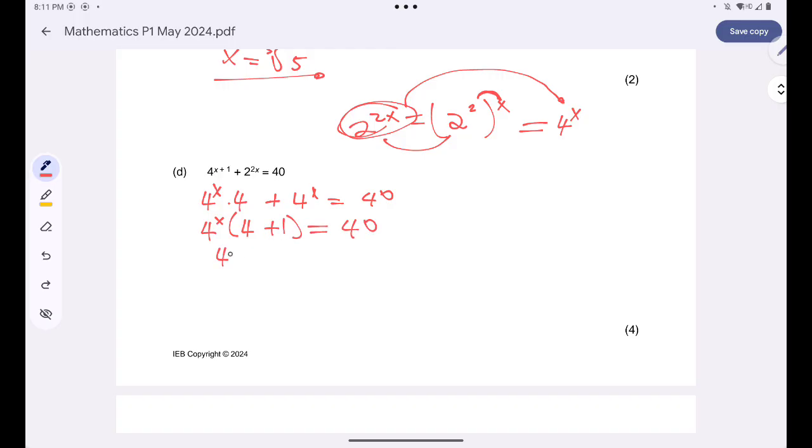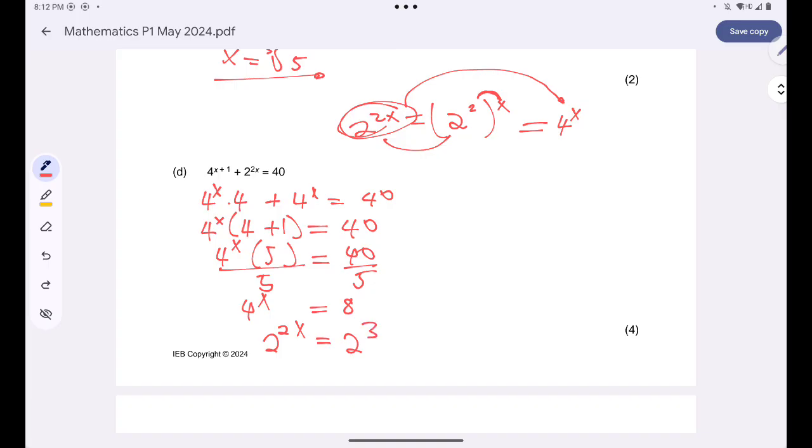Okay, 4 to the power x, then I have 5 here, 40. When I divide both sides by 5, I have 4 to the power x is equal to 8. I'm solving x. I'm supposed to make the bases the same and then drop the exponents. So 4 to the power x, remember that it can be written as 2 to the power 2x, right? So I'll simply say 2 to the power 2x is equal to 2 cubed.